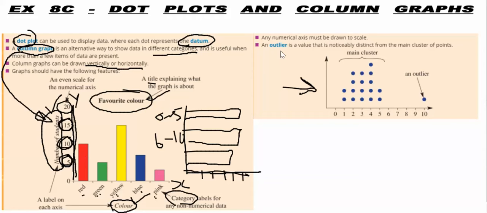One other thing that you might come across too is a little guy like this, where you've got most of your data sitting in here, okay, but you've got a little bit of data sitting out the side, and that's called an outlier. Okay, so it is a value that is distinct or away from or very different from the main cluster of data that you have.